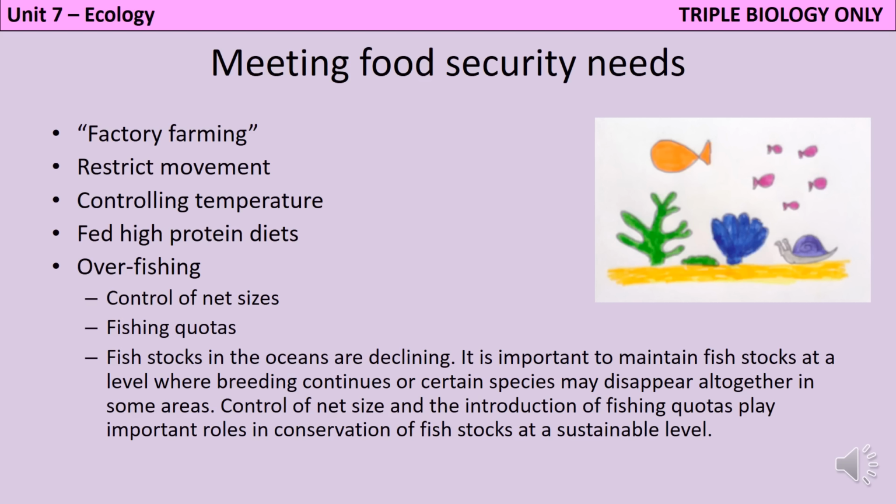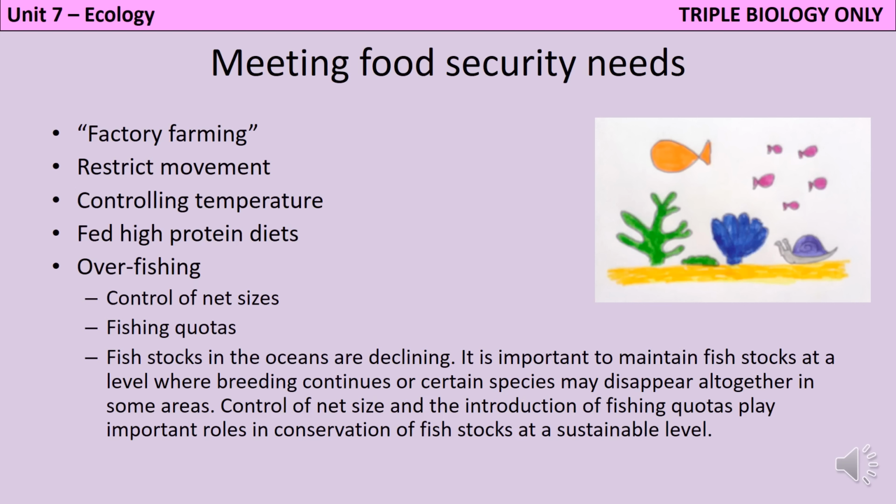Trying to meet the food security needs of a country can lead to some questionable farming practices, including factory farming. In factory farms, animals are given very little space in order to minimise energy losses from them moving around. A factory farm chicken may spend its entire life in a cage the size of a piece of A4 paper. They're also kept in warm conditions, so they don't use energy shivering and trying to keep themselves warm, and they're fed a high-protein diet in order to help them build muscle mass.